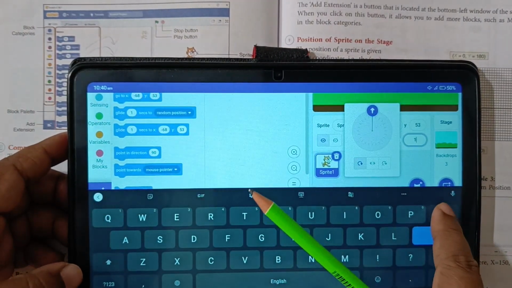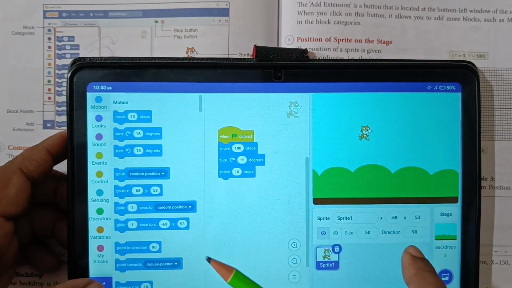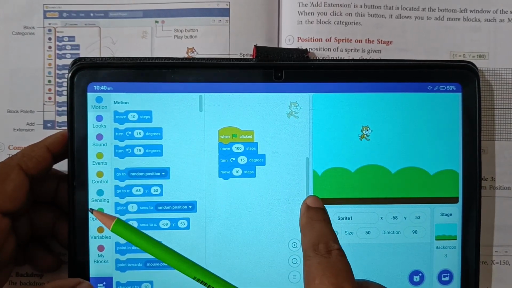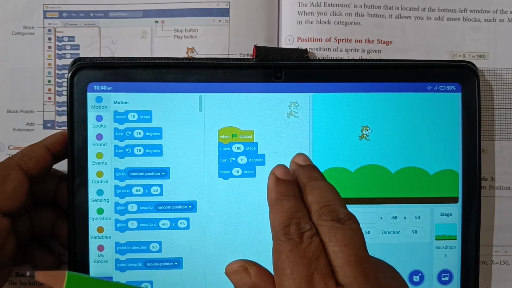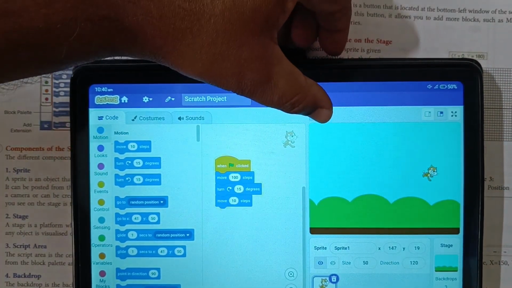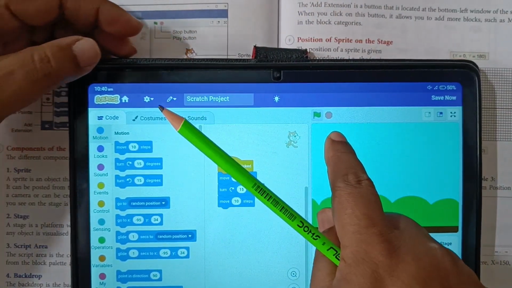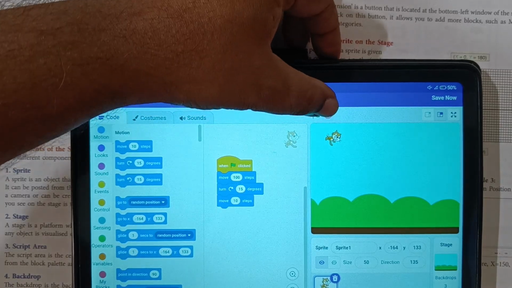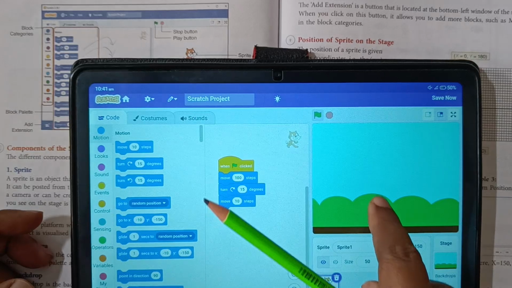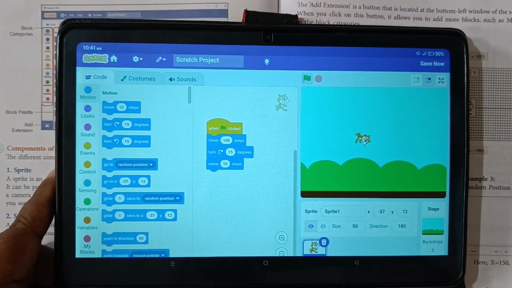Let me choose the direction as say 90 degrees. So this is the size. Now let me start. Okay, now look closely at what happens. See, each time I am asking, the sprite is moving and then shifting again. See, start, start, start, going on. So this is how basic block coding is done, students.